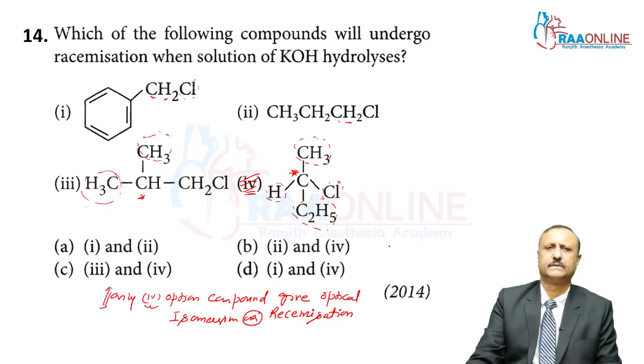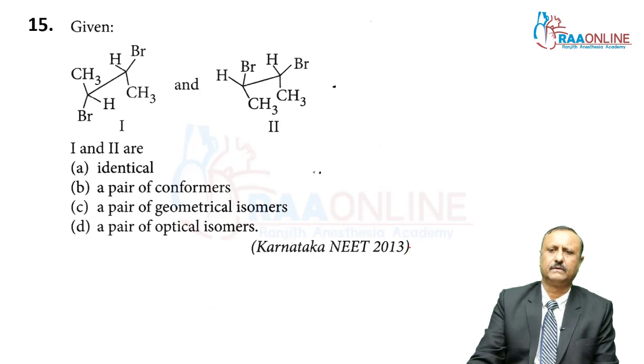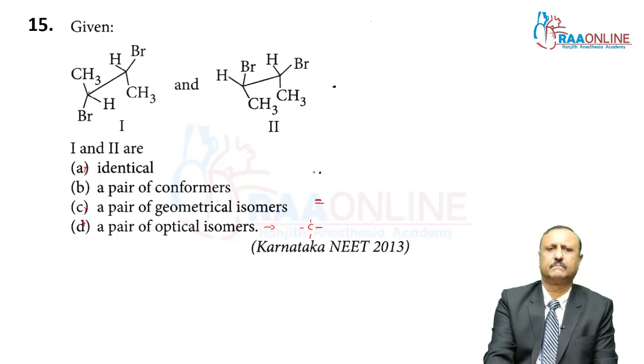Now, when we see question number 15, which was asked in NEET 2013 Karnataka state. Here, my dear students, you can see the structures, and in these structures, are they identical, a pair of conformers, a pair of geometrical isomers, or a pair of optical isomers? Optical isomers are shown by those compounds in which different groups are attached. Geometrical isomerism is shown by compounds in which a double bond is present. So this and this are not the answer. These are not identical, because you can see some groups are different. Here Br is present on the lower side, and you can see Br is present on the upper side.